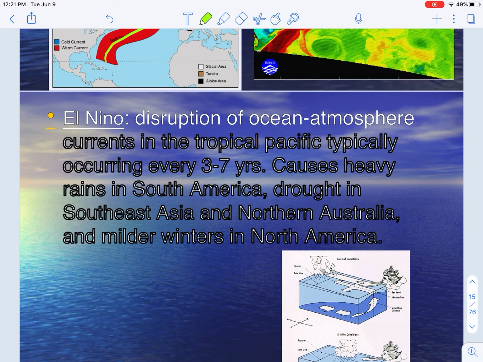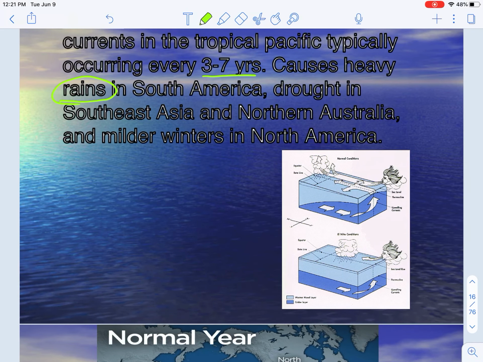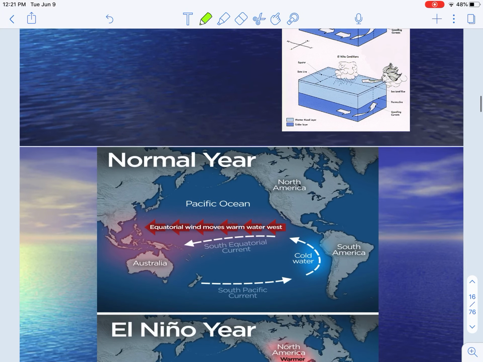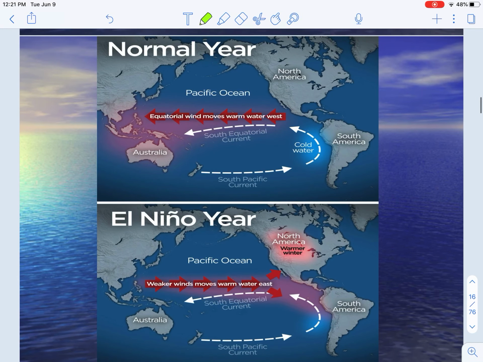El Nino is when these currents in the air and the water get disrupted somewhere between 3 and 7 years, giving rise to very heavy rains, particularly in South America, Southeast Asia, and Northern Australia. And so that will give this humongous precipitation effect.